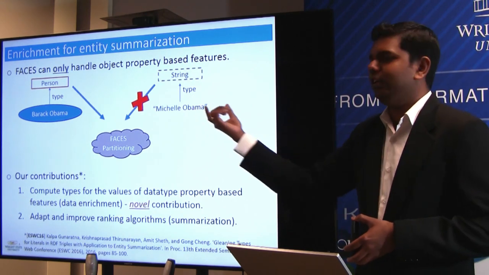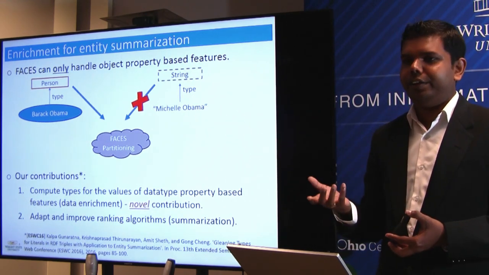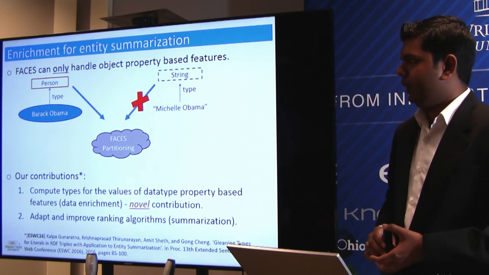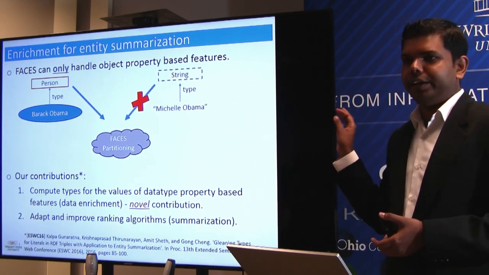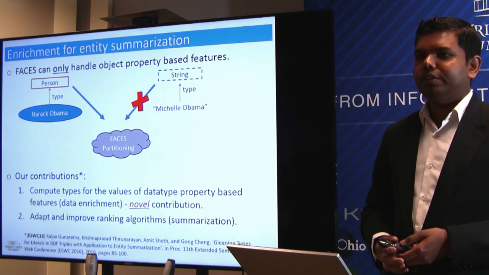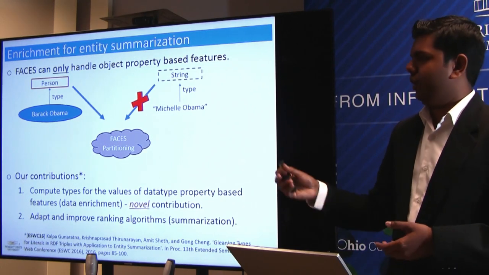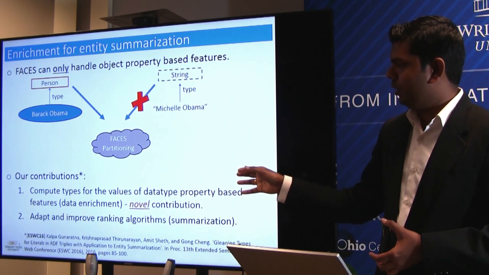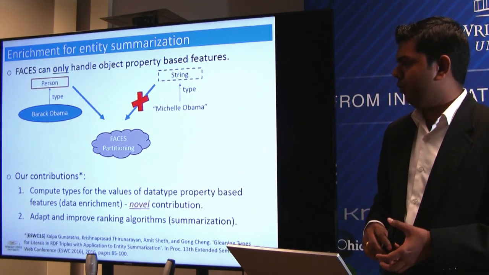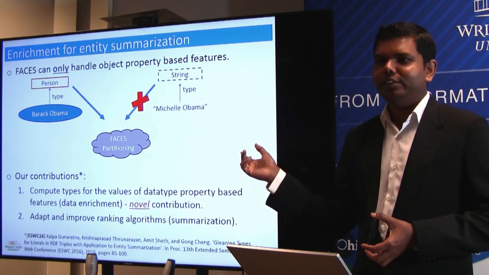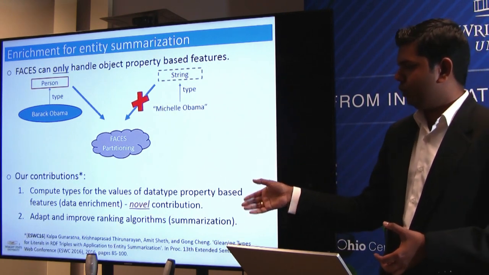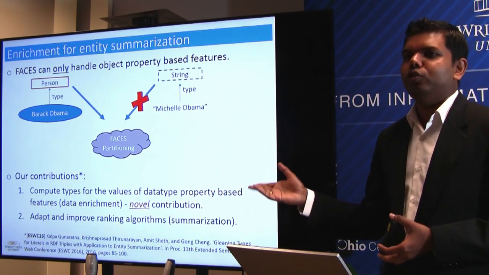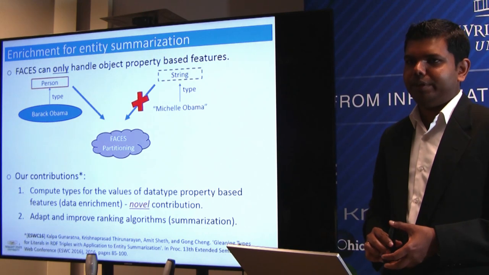Looking at this, Barack Obama in DBpedia is typed as a person or a politician. But Michelle Obama, in one of the features, not all of them, is mentioned as a literal, and it only has the type string. Because a string cannot be an entity in knowledge representation, we don't have the entity typing. We can't use our grouping effectively, so we can't use our facets approach. So what we do here is give a way of typing these literals and also show that after we type them, we can use them in entity summarization.